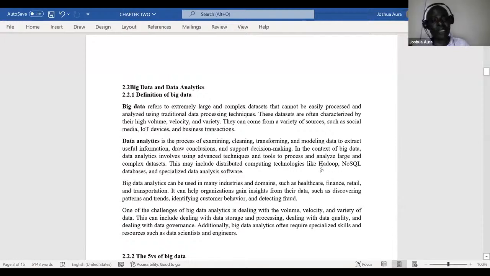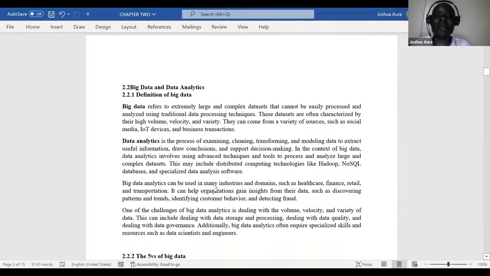The most important thing, ladies and gentlemen, for you here is the definition of data analytics, the process of doing what here: examining, cleaning, transforming, and modeling data to extract useful information, draw conclusions, and support decision-making.